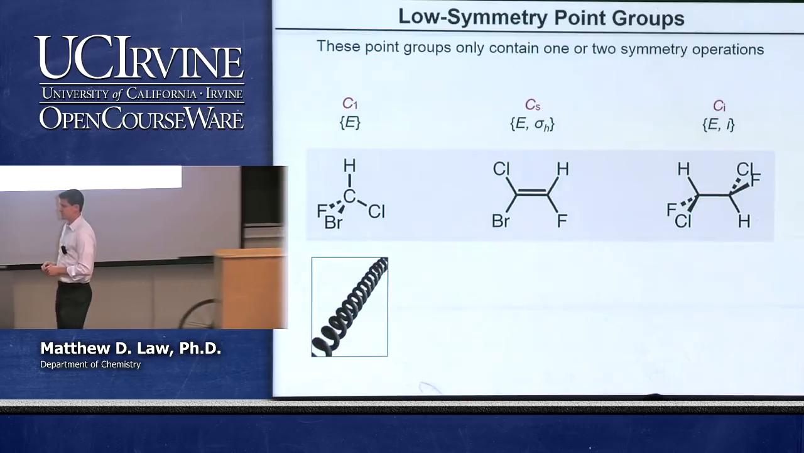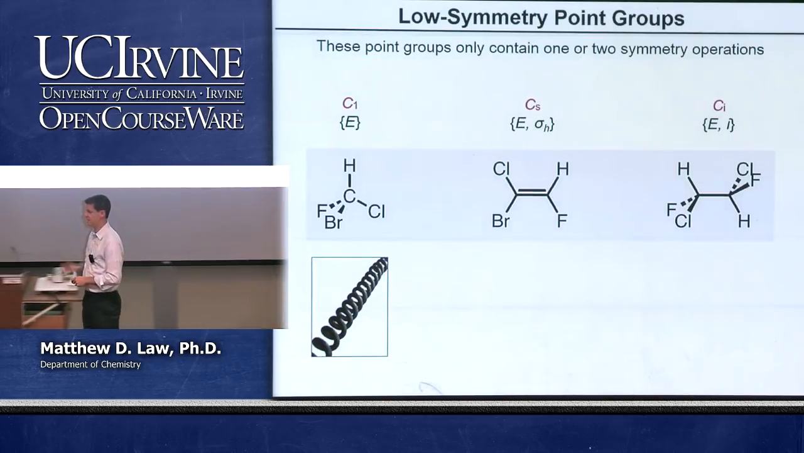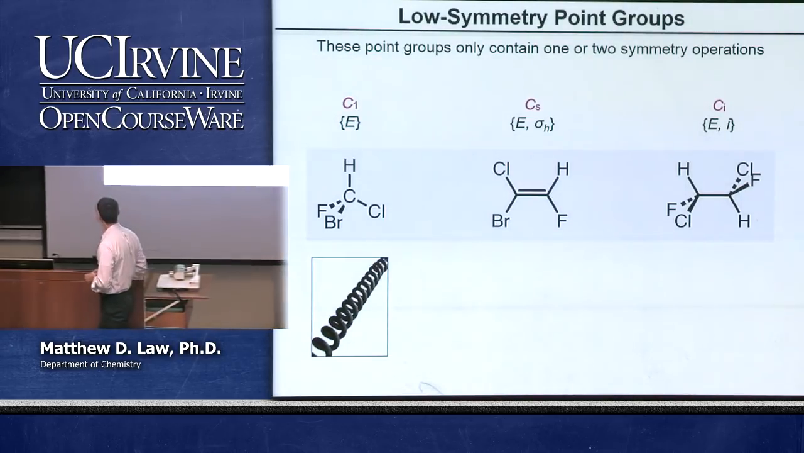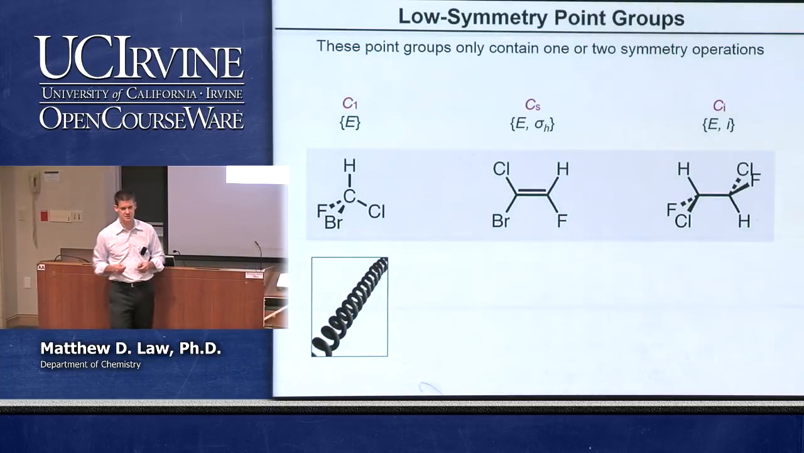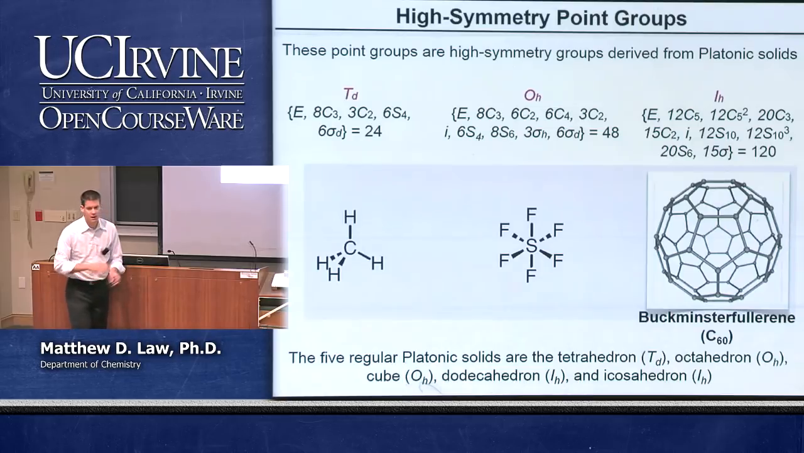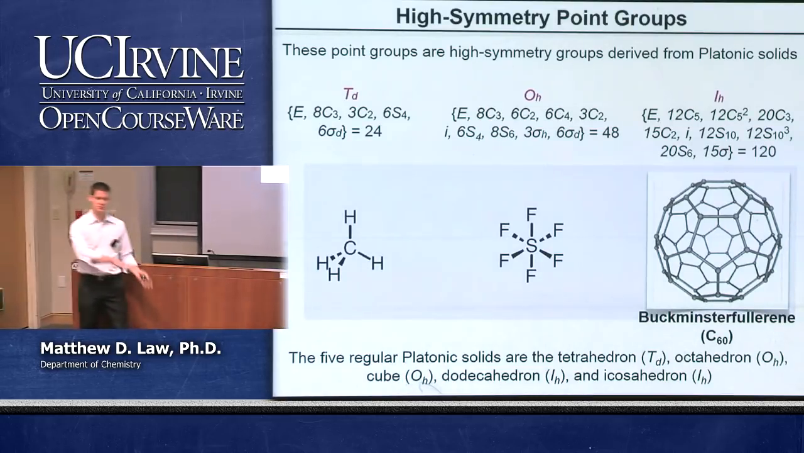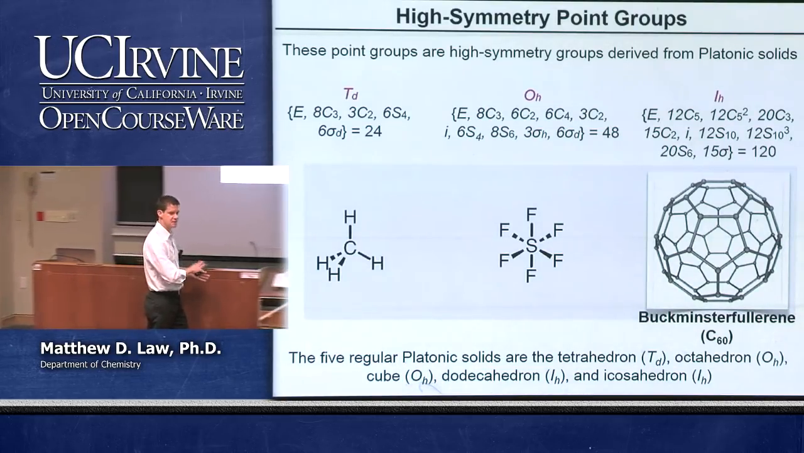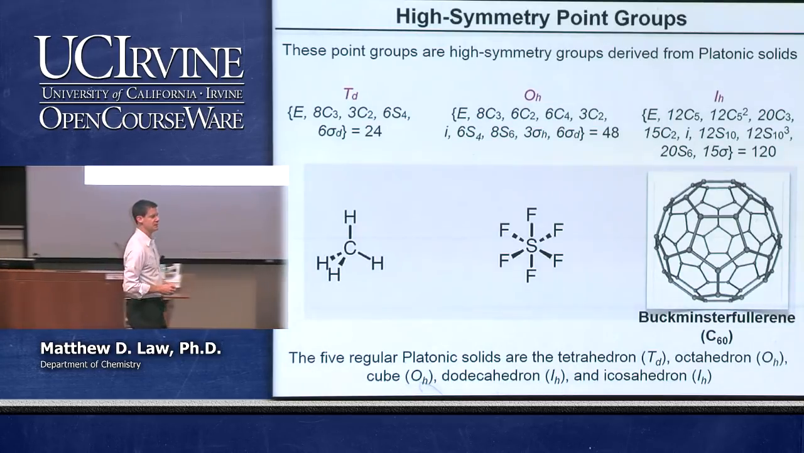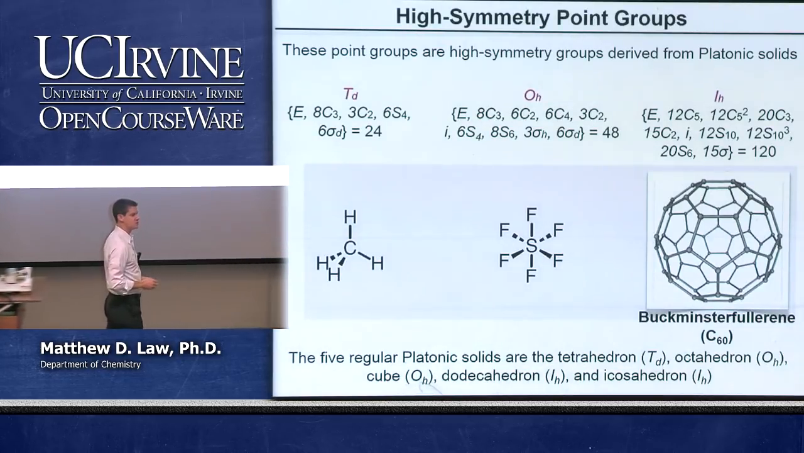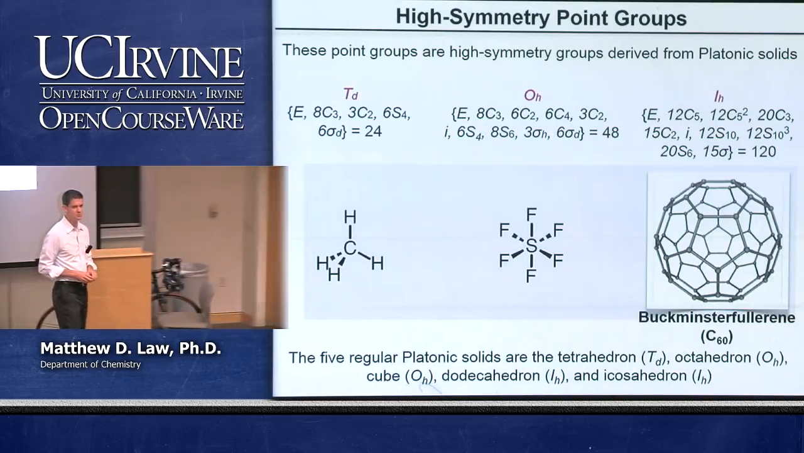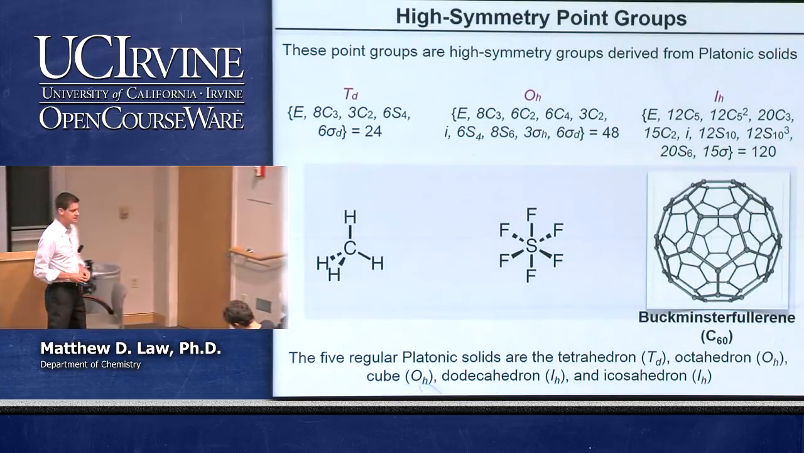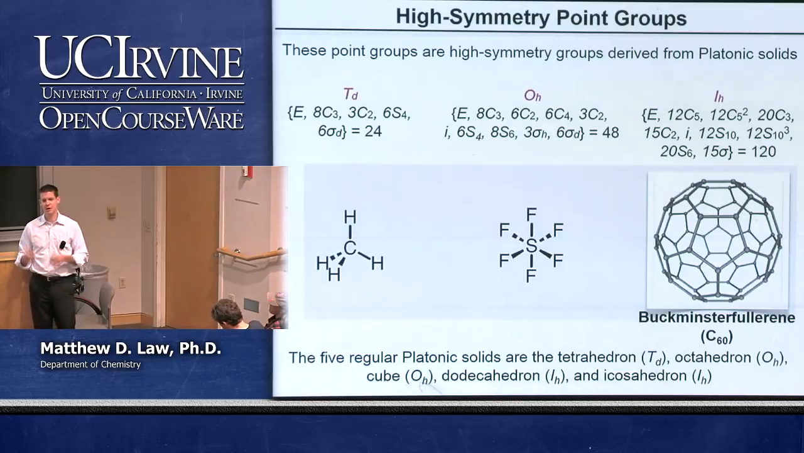These are sometimes difficult to identify, but they're the simplest. Sometimes it's hard to take an object and convince yourself that there are no operations other than a single mirror plane, for example. So those are the low symmetry point groups. On the other side, we have the high symmetry point groups. These are point groups that correspond to polyhedra, typically. Tetrahedra, octahedra, cubes, icosahedra, high symmetry objects.